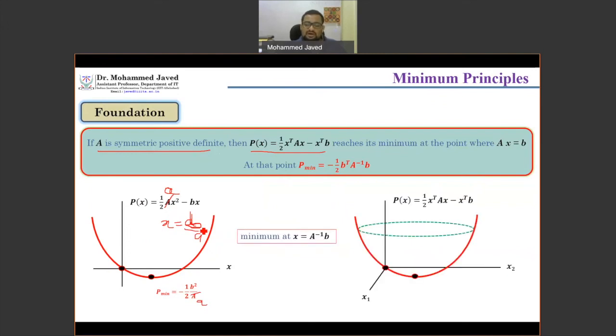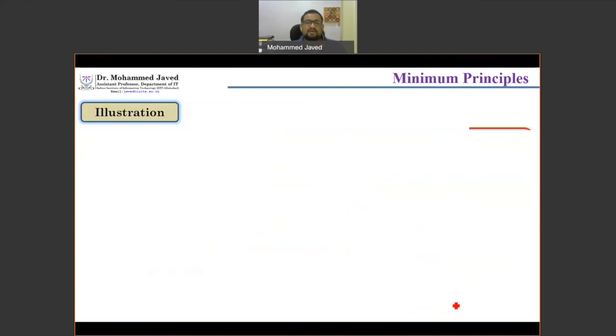And now let us take the parabolic curve with respect to two variables, x1 and x2. The equation is given like this, and now you substitute x equal to A inverse b in this equation. You would get the minimum point at this. So this is a minimum point which is given through this equation.